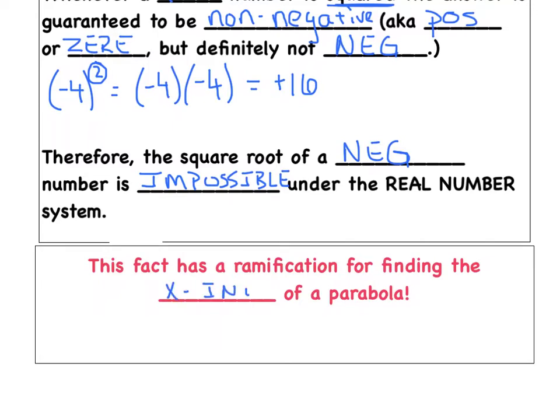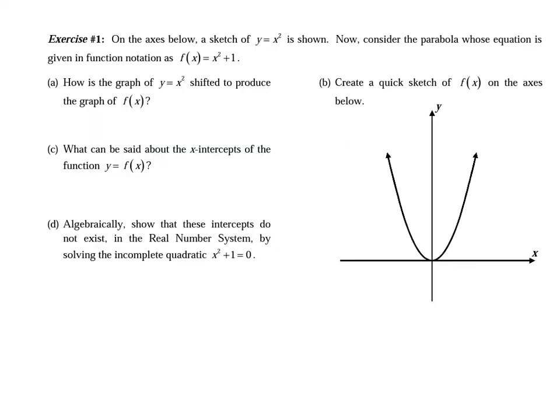This fact has great ramifications when we're finding the roots or the x-intercepts of a parabola. So let's go take a look at an example and see how we're going to handle it. Here we go. We're going to start with the good old function y equals x squared, probably one of our friendliest graphs and friendliest functions we work with. Now I want you to consider a very similar parabola, f of x equals x squared plus 1. The first thing is, how is the original x squared graph shifted in order to produce f of x equals x squared plus 1?